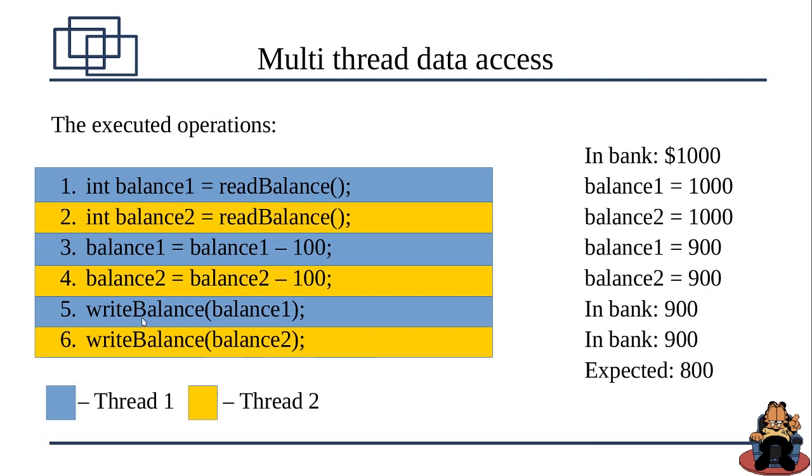And finally, thread 1 tries to write the data to the bank, and thread 2 tries to write the data to the bank. Each of those threads has a local state of the bank account that says there should be 900 in the bank. So both threads write 900. But since we subtracted 100 twice, we expect to have 800 when those two threads finish running. So there's a problem.